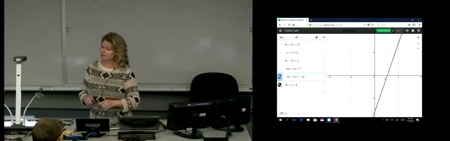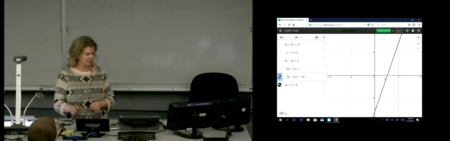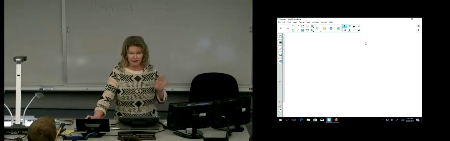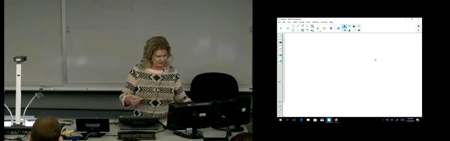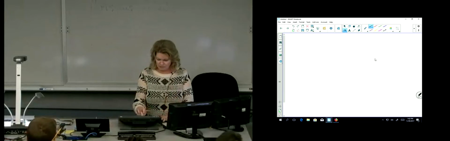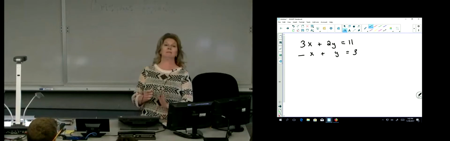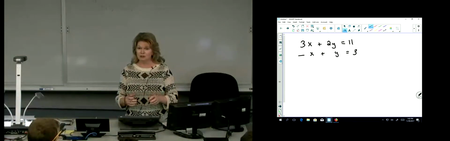Now, I told you last time that we were going to learn how to solve these by using our calculator. Now, before I do that, what you're going to need to know is how to make it look like a matrix. Right? So, for example, let's start back with the one that we've already worked. This problem is 3x plus 2y equals 11, and then minus x plus y equals 3. So that's the same problem we've worked a couple of times. What we want to do is put it in matrix form.